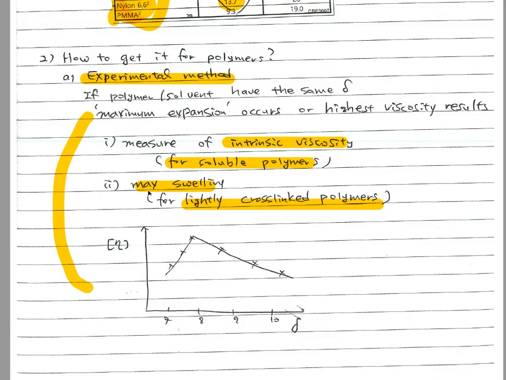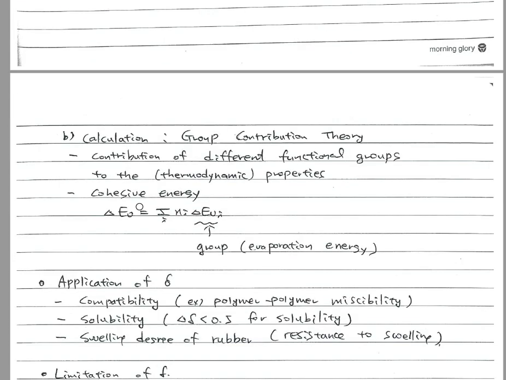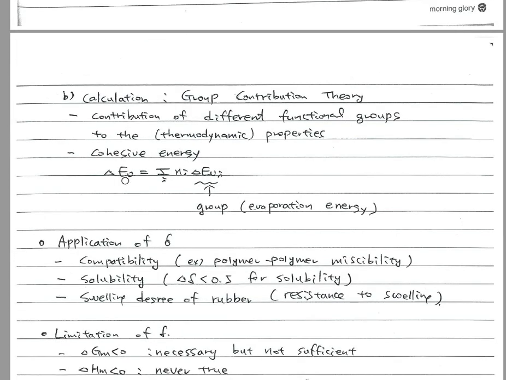So this is an experimental method, and theoretically, you can also do a theoretical calculation using group contribution theory. I don't know the details about this, but anyhow, since the solubility parameter is based on the cohesive energy density, if you can determine the cohesive energy density, then you can determine the CED and also the resulting delta value.